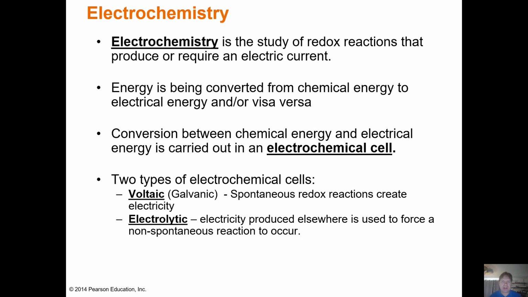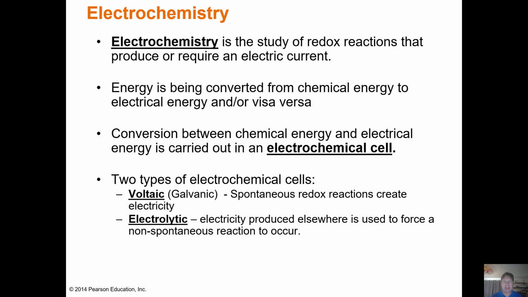When these reactions happen, where we convert chemical energy to electrical energy, we call this an electrochemical cell. There are two possibilities here. We have what's called either a voltaic or galvanic cell. These are situations in which we have a spontaneous redox reaction, and because it's spontaneous, it will create electricity. We can use that electricity to do whatever we use electricity to do. So that's one possibility. Either voltaic or galvanic is the name for that.